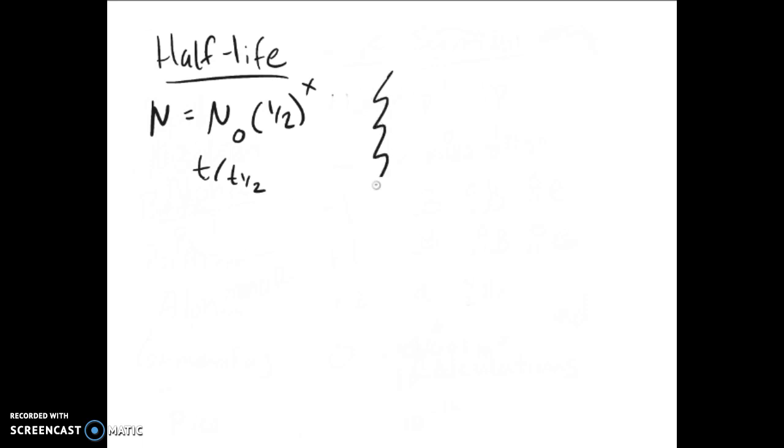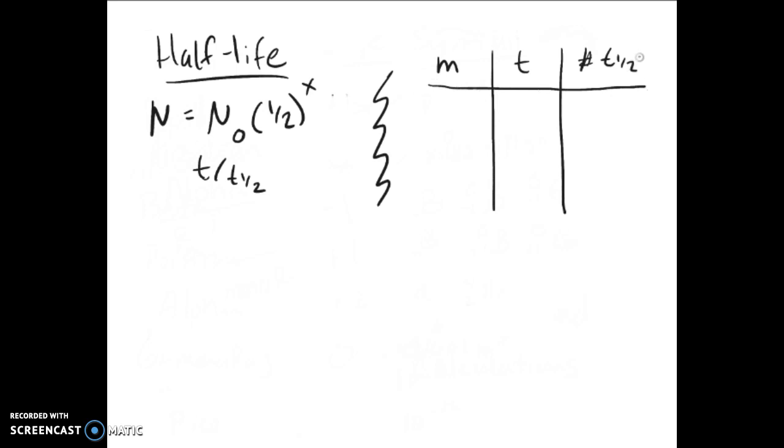The other way you can do that, which I personally find easier, is through this table, where you have your mass in whatever units, by time in whatever units, and the number of half-lives here on the end. Because this table can be used to find any three of these depending on what you have, you just fill them out going down.